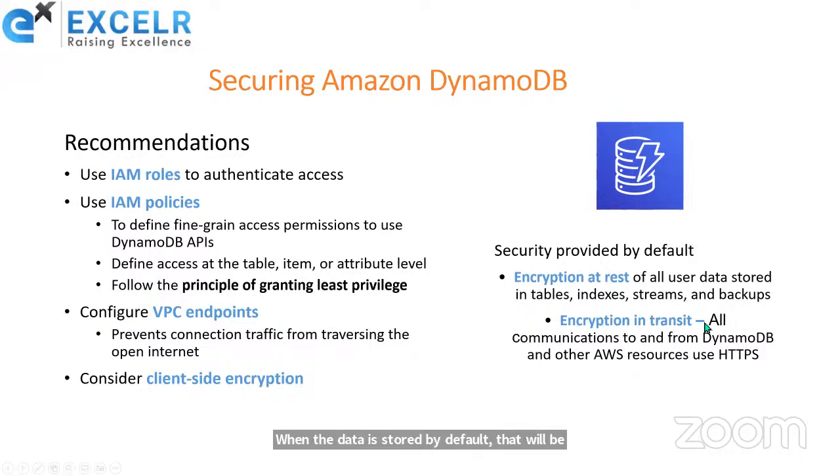Encryption in transit means our database will be in progress. All communication to and from DynamoDB and other AWS resources uses HTTPS. We have different encryption methods that can be defined.